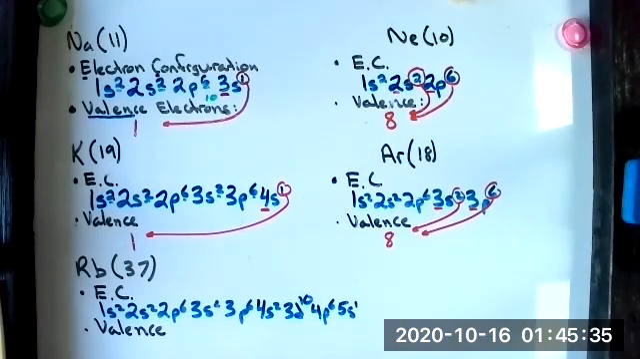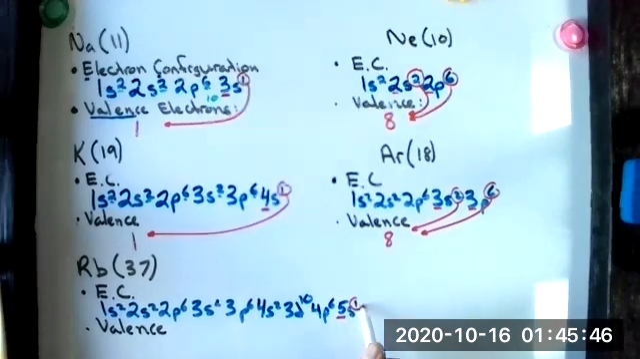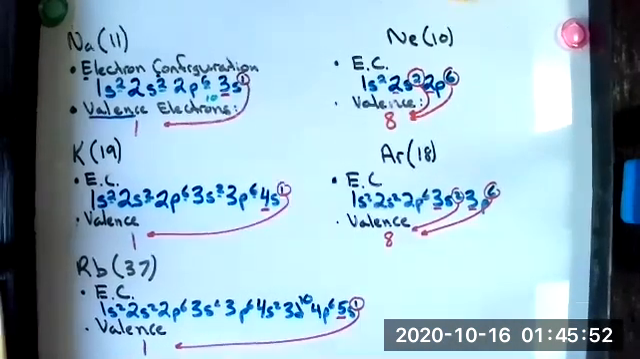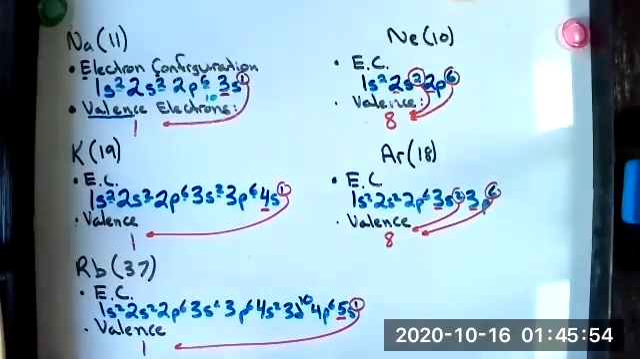How many valence electrons? You've got to scan. Just scan the list and find the highest main level that rubidium uses. It looks like the highest main level is main level 5, and in there, 1 electron. Good. Okay, last one, and I'm going to wrap all of this together.